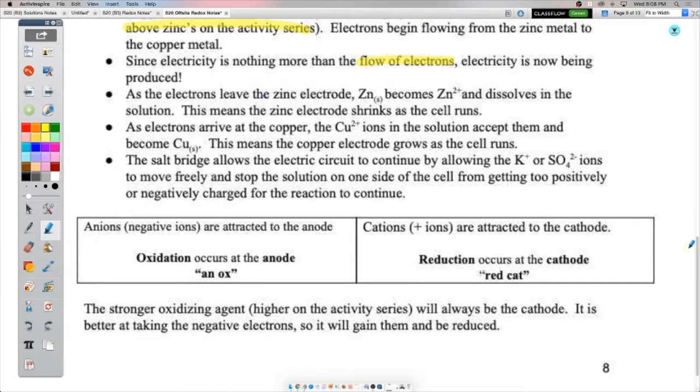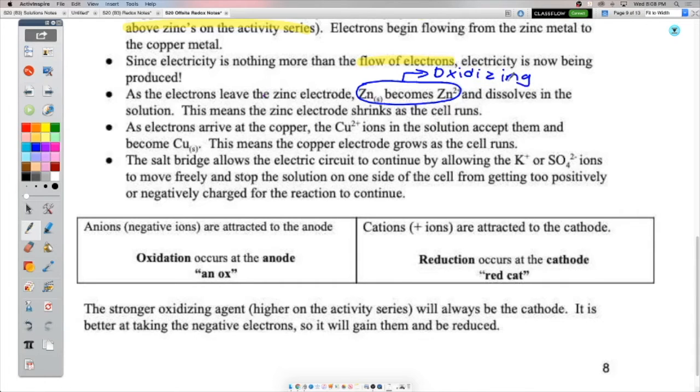All right, so as electrons leave the zinc electrode, zinc becomes zinc 2+, right? What do we call that? Zinc becoming zinc 2+, going from 0 to 2+. That's getting less negative. That thing's losing electrons. Leo, this thing is oxidizing, okay?